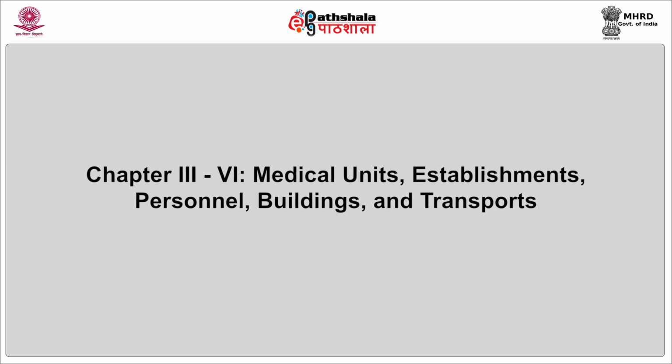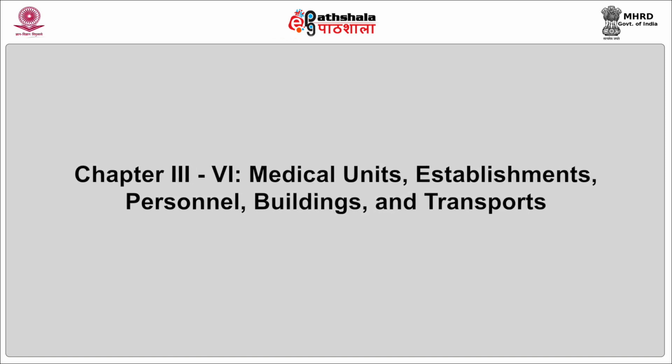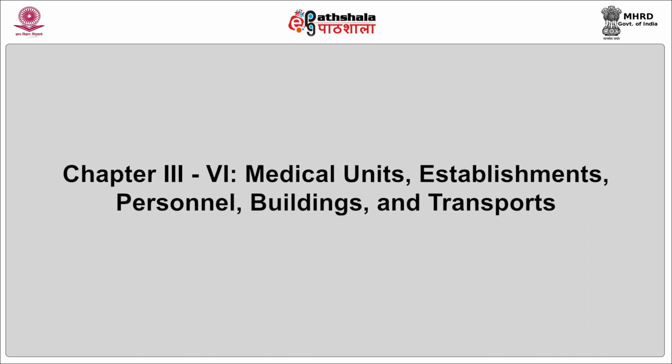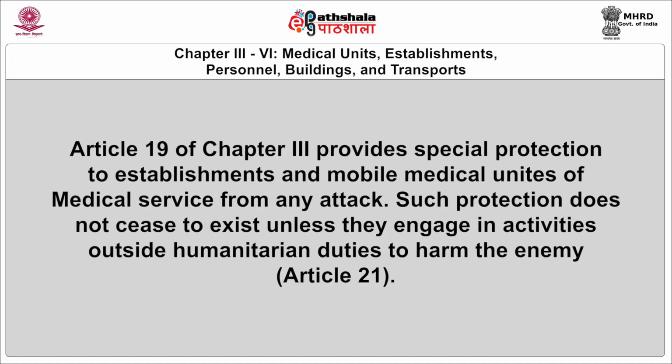Chapters 3 to 6 talk about medical units, establishments, personnel, buildings and transports. Article 19 of Chapter 3 provides special protection to establishments and mobile medical units of the medical service from any attack. Such protection does not cease to exist unless they engage in activities outside humanitarian duties to harm the enemy, Article 21. The medical personnel, auxiliary personnel, and personnel of aid societies enjoy similar protection under Chapter 4 of the Convention. The medical transport and aircraft are required to be allowed to perform their functions of aiding the wounded.